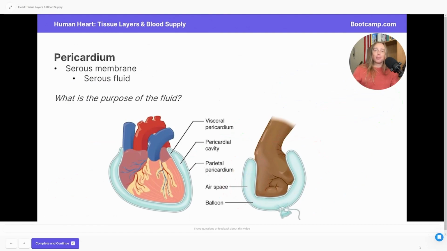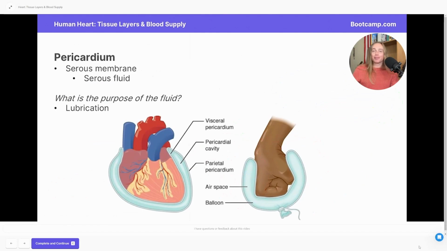Notice that as the heart pushes into the pericardium, we see a small space formed between our two pericardial layers, and this space is known as our pericardial cavity, or sometimes pericardial space. The serous fluid then is found within the pericardial cavity and is made up of a bunch of proteins that make it ultra slippery. So what do you think the function of the pericardium is in general, and what do you think the function of the serous fluid is?